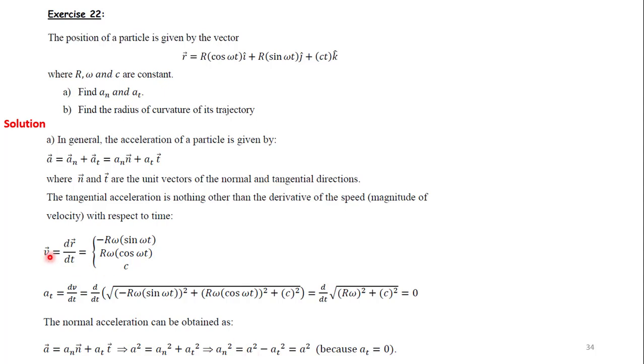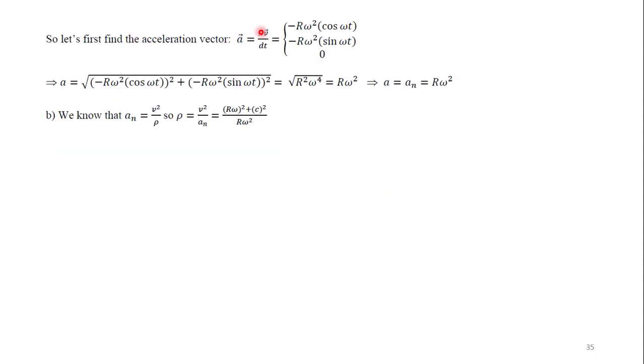Okay, we calculated the velocity vector, and to find the acceleration vector we have to use the definition a equal dv over dt, and we will obtain the three components of the acceleration vector along i, j, and k. So the component along k will be 0, and finally we can get the magnitude of the acceleration vector.